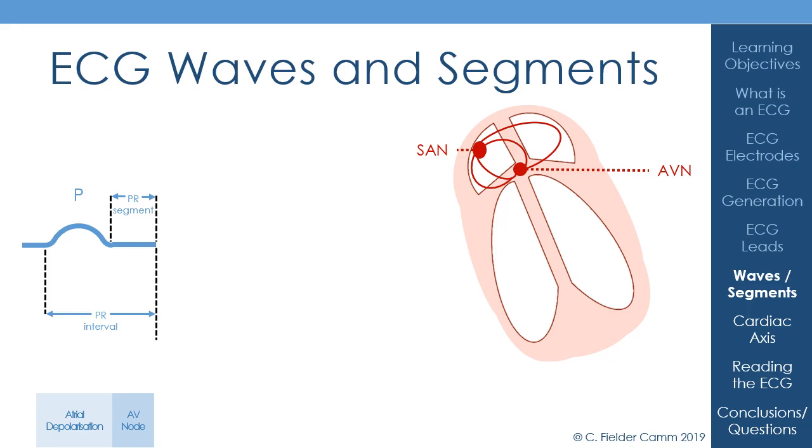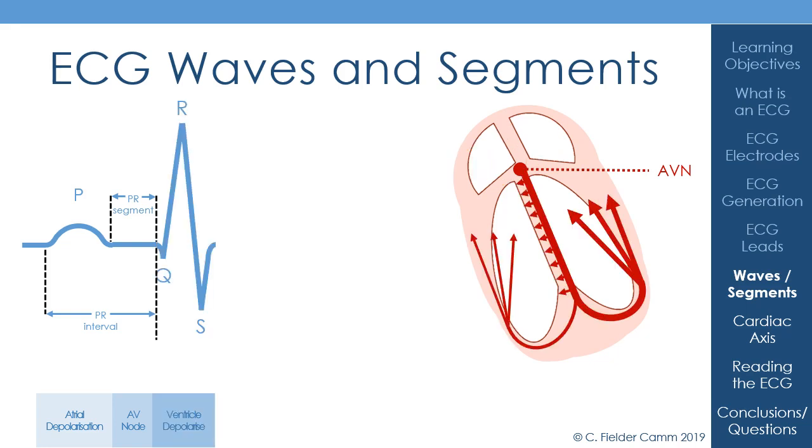Once the signal's got through the AV node, it then goes through to depolarize the ventricles. So it goes through the His-Purkinje system to do that. And what we see is this relatively large set of deflections, which are made up of several waves called the Q, R, and S waves. And together those are considered the QRS complex.